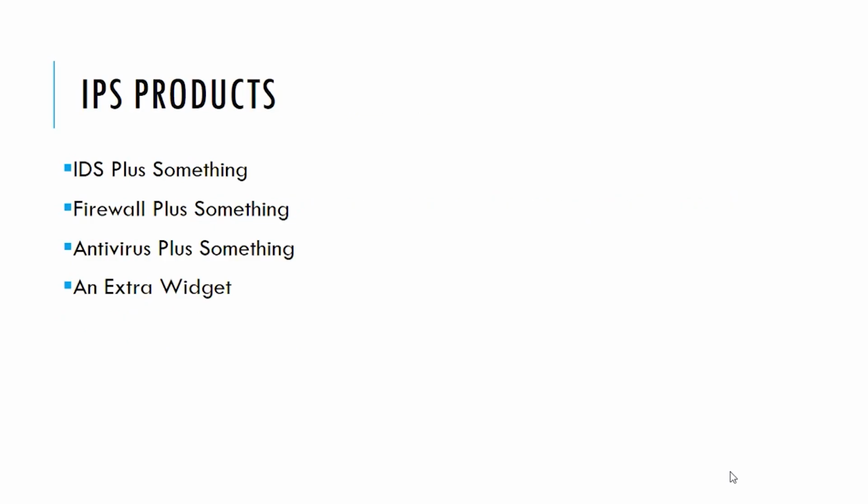What are the IPS products based on? It can be an IDS plus something that takes a decision according to alerts generated by the IDS, or a firewall plus something that takes decisions according to the capture of the firewall. An antivirus plus something, this is the host-based IPS. An antivirus plus something that removes the virus detected by the antivirus, or it can just be an extra widget acting over the network to detect malicious traffic or malicious packets or malicious headers or anything that is unwanted over the network and stops it from being effective and from damaging the network we are controlling.